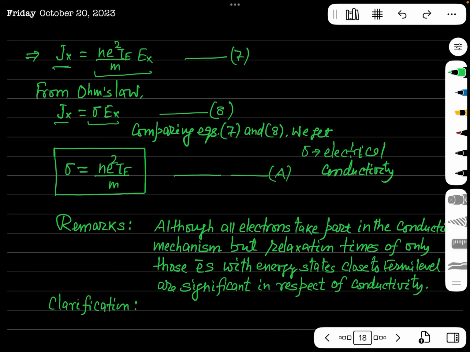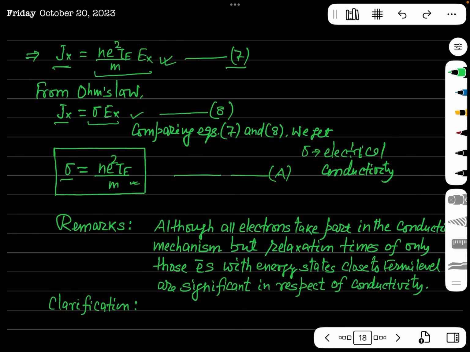So by Ohm's law, we write Jx equal to sigma Ex, but our result says Jx equal to this much. So definitely, when you compare equations 7 and 8, you will find that this sigma, which is the electrical conductivity of our metal, is equal to Ne square tau f over m. This result is very significant due to one fact.